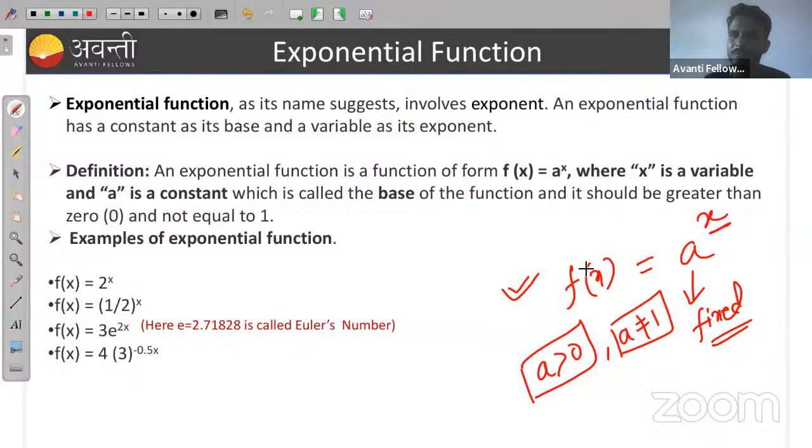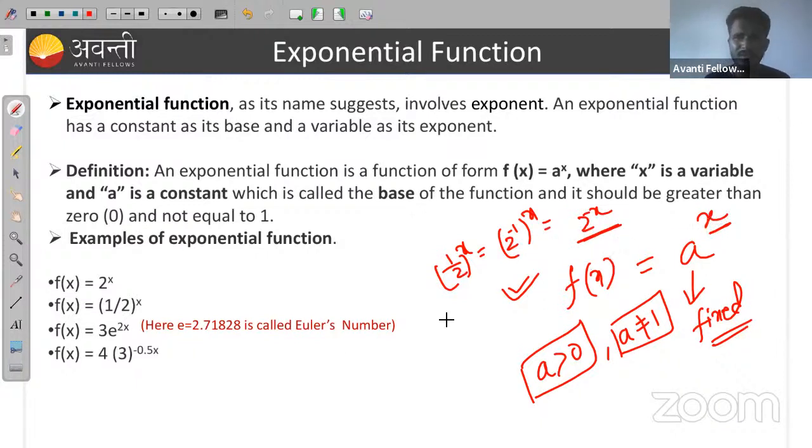So f of x is a to the power x, where x is a variable and a is a constant, called the base of the function, and it should be greater than 0 and not equal to 1. This is what we call an exponential function. Just like 2 to the power x, or half to the power x. Yes or no? a can be half also. We can write it as 2 to the power minus 1, whole to the power x, so 2 to the power minus x. So this can also be an exponential function. x can be any real number.